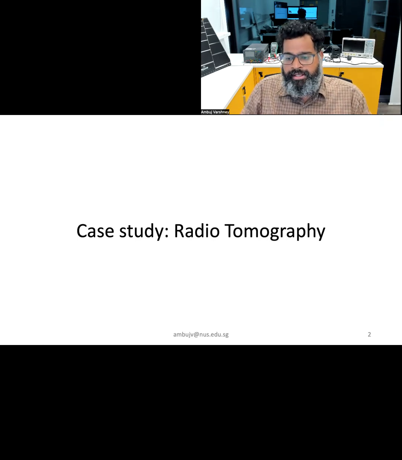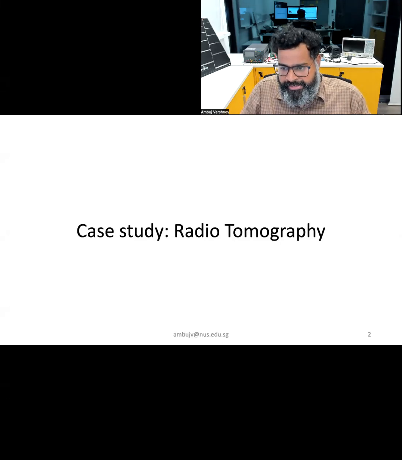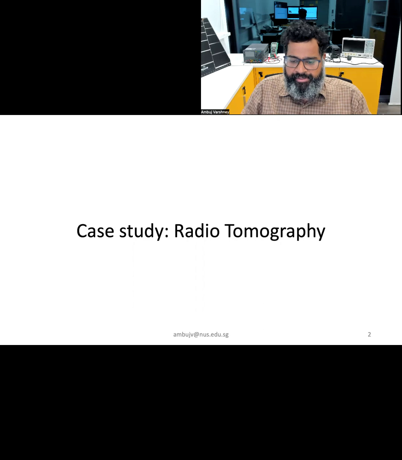And best of all, in this localization method, the target does not have to receive or emit any wireless signal. So they are not carrying any active or passive wireless device that receives or emits wireless signals. Over the next few slides, we are going to discuss this sensing mechanism in detail. The case study is based on my own research that was published in the conference IPSN in 2015.